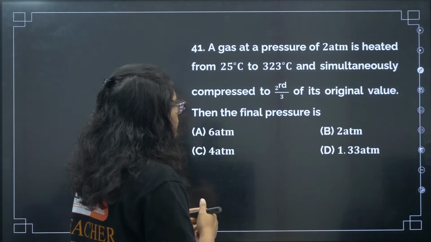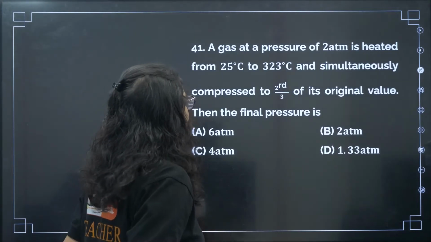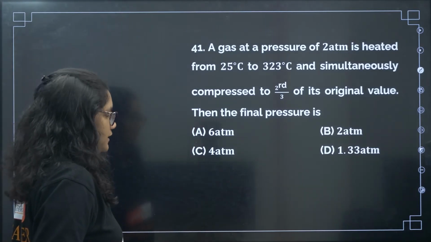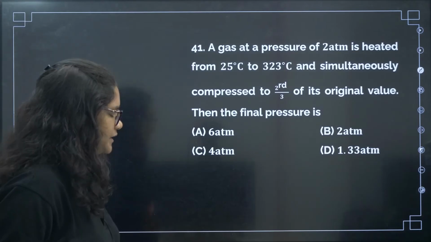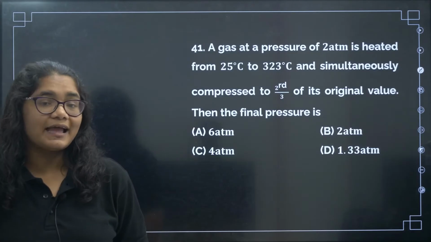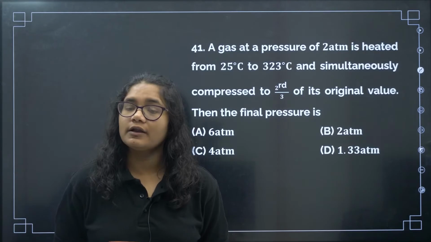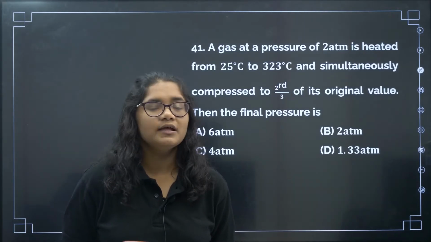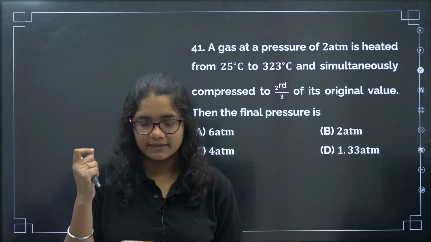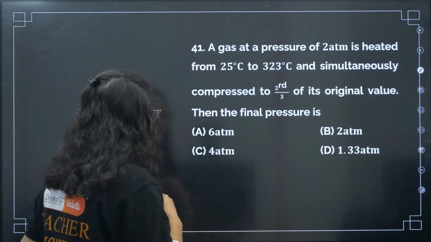A gas at a pressure of 2 atm is heated from 25 degrees Celsius to 323 degrees Celsius and simultaneously compressed to 2/3 of its original volume. Then the final pressure is, okay. So this question can be from your states of matter chapter, which is a deleted portion, but the gas laws, like Avogadro's law, some important laws are there in your first chapter also. So that is why the very common ideal gas equation is used, and this question is solvable. Let us try this question.